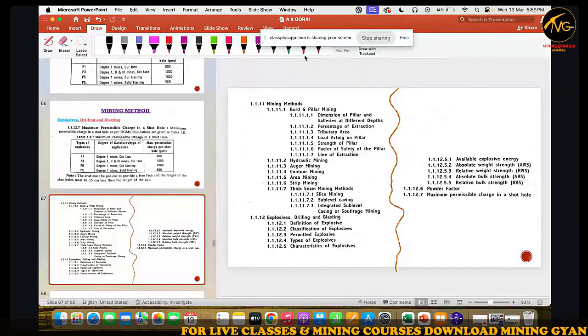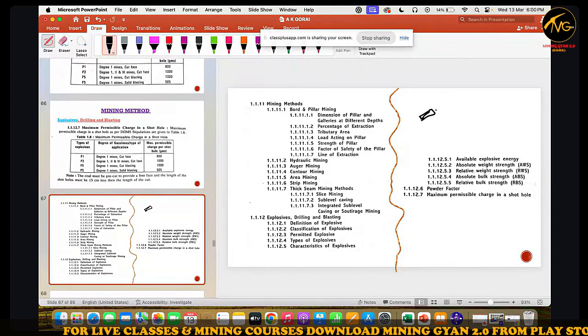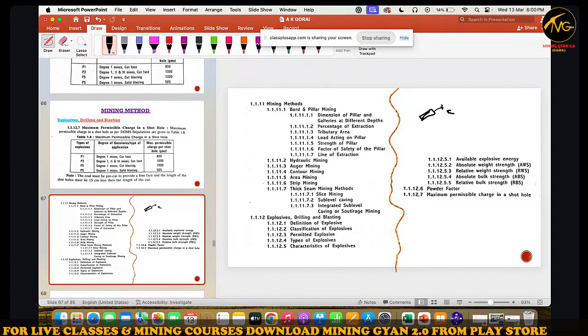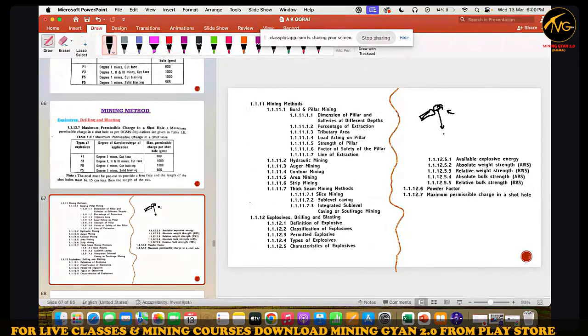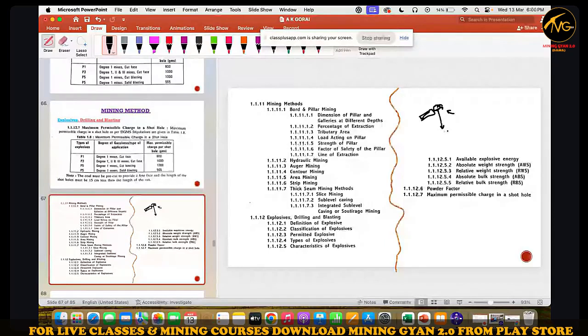Suppose if this is your low explosive or it is a gun, when you fire, it will take time to ignite the gunpowder. So it is known as deflagration. Sorry for pronunciation.